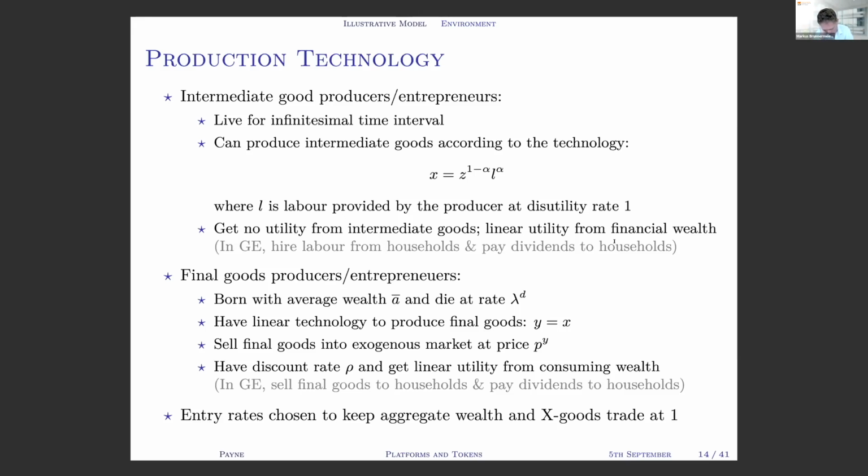Okay, and then the final thing is we're going to choose entry rates of the intermediate goods producers and the final goods producers to keep aggregate wealth and the total amount of X good trades at unity, so we have a stationary model. Again, this is so we can get a very clean characterization of what these trade-offs for the platform look like. All right, that's our production technology.